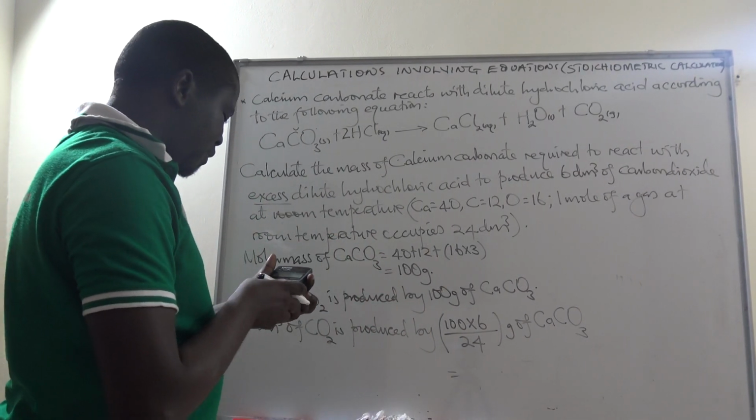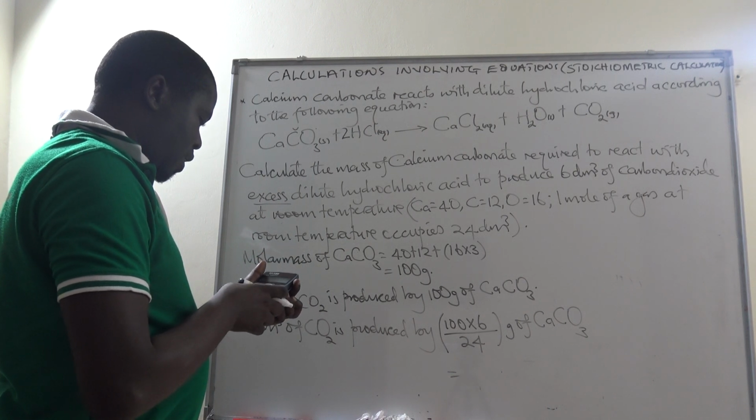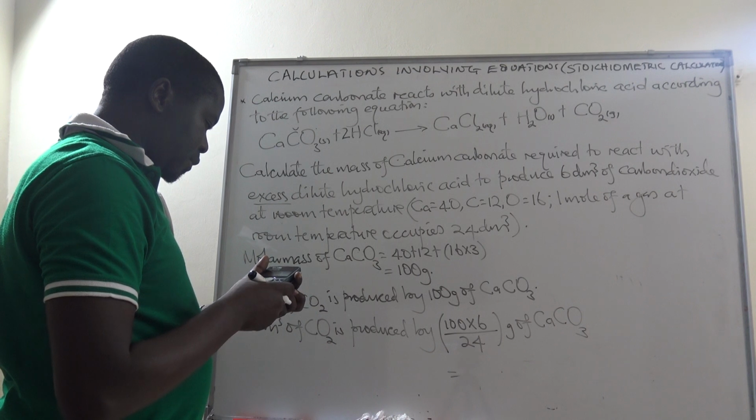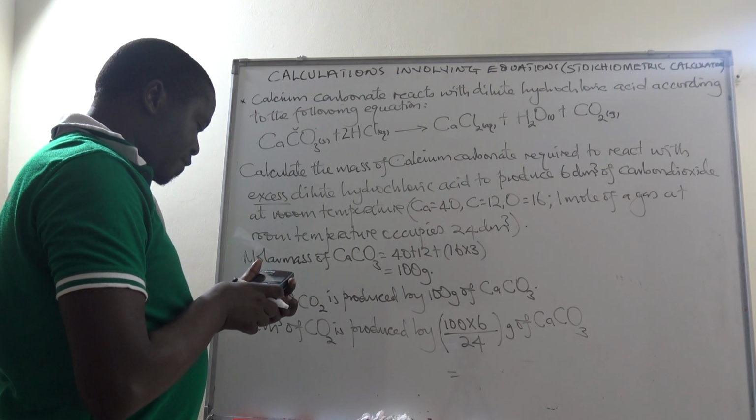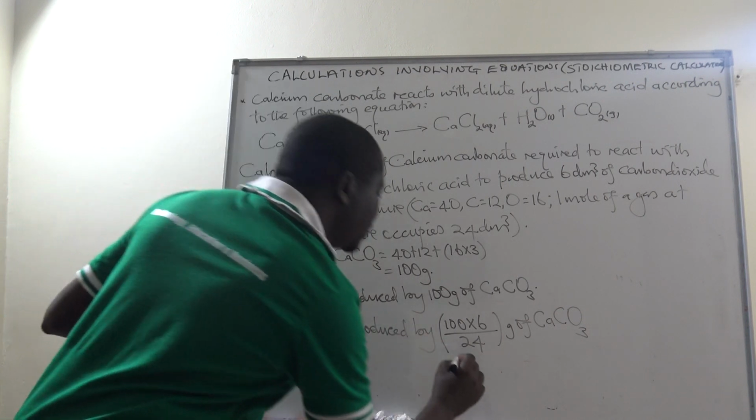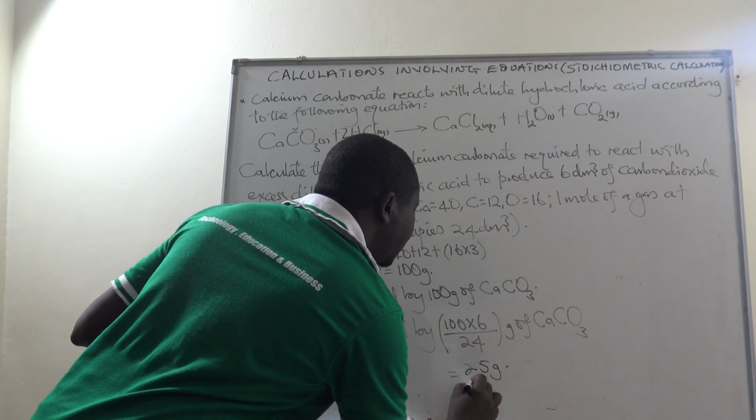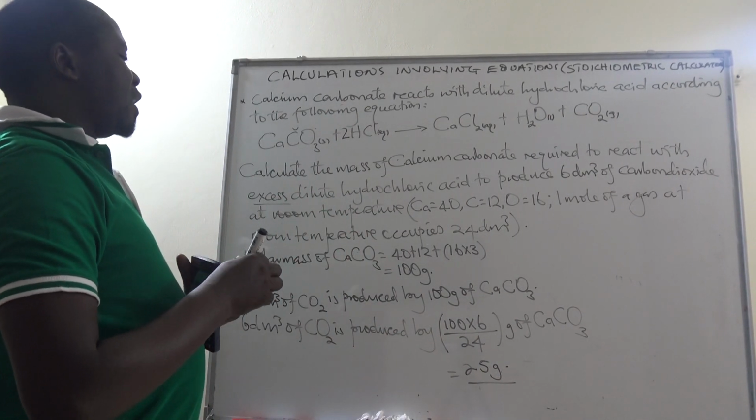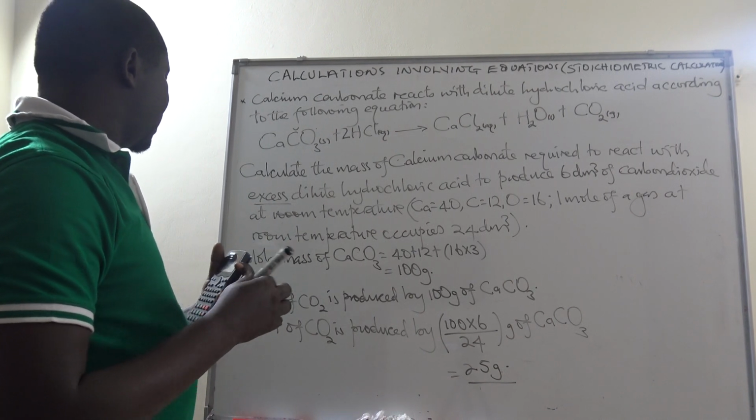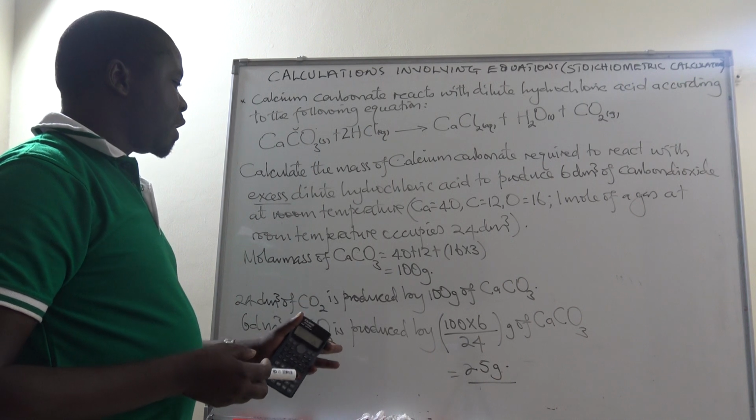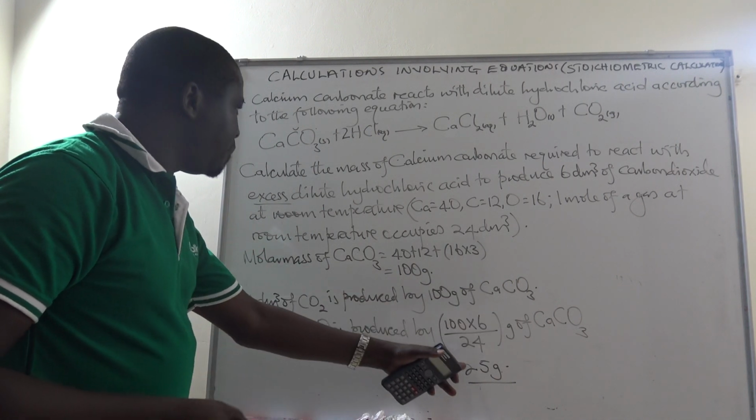And what do we get in this case? Let us use our calculator. 100 times 6 and we divide by 24. The answer is 25 grams. So that is our mass of calcium carbonate that produces 6 cubic decimeters of carbon dioxide gas at room temperature when it decomposes completely.